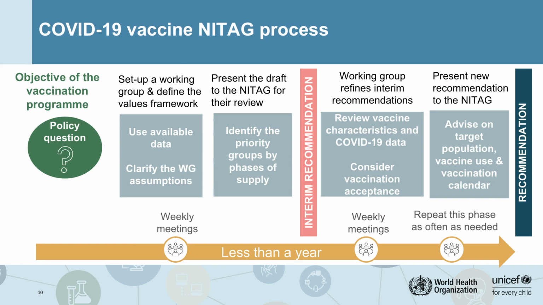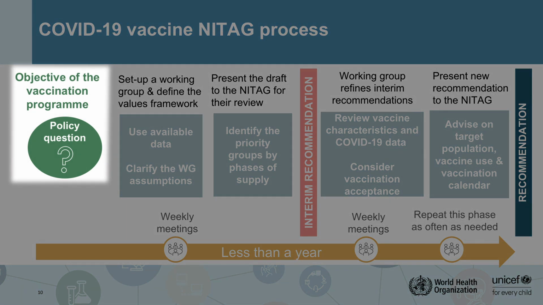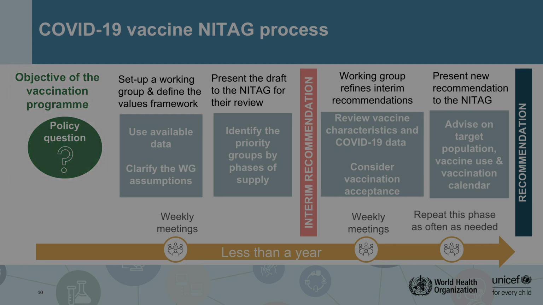This slide is a schematic diagram of the NITAG process over time. As would be done in a usual NITAG process, the objective of the vaccination program should be used to define the policy question. This question will determine what data need to be sought and what assumptions will need to be made. A smaller working group of the NITAG can synthesize the data and then bring that data back to the NITAG for review and deliberation.